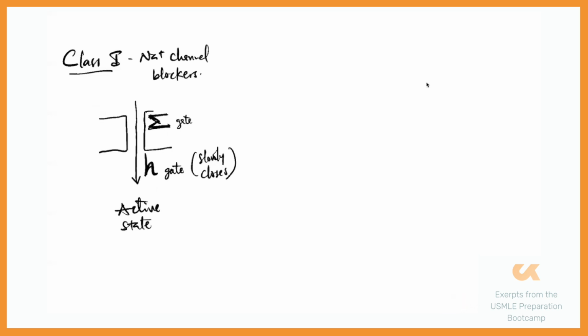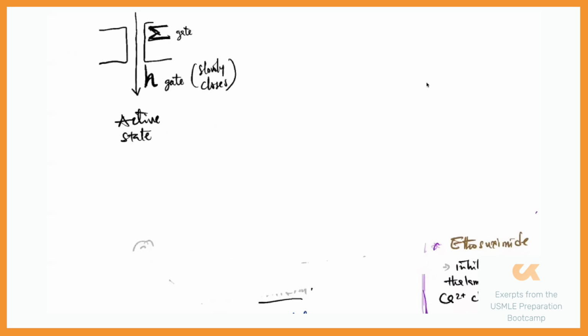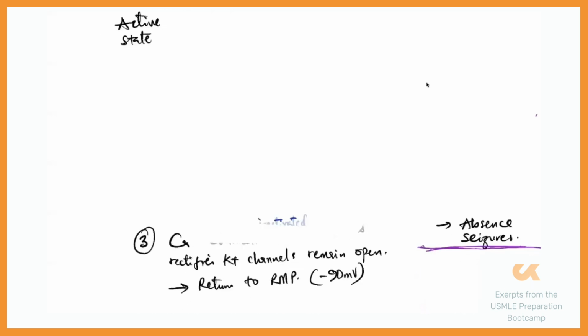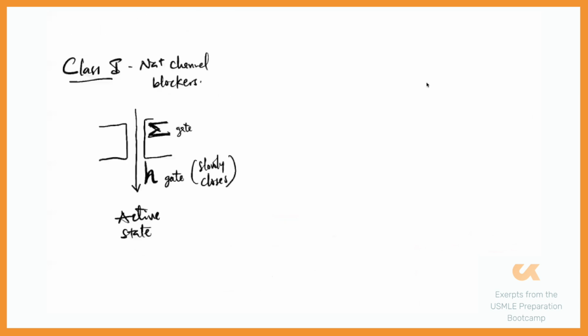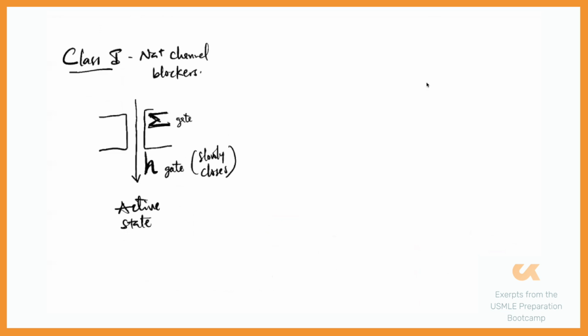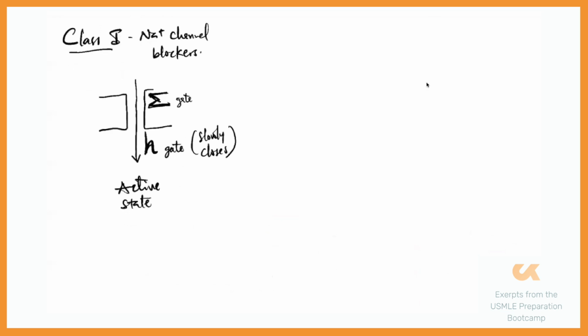We still have some of our notes right here. We need to take out these guys. The active state of the sodium channel, and you want to remember that. All right. That's the first type of sodium channel, the active sodium channel.